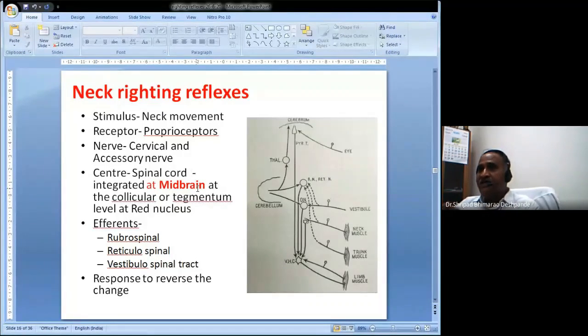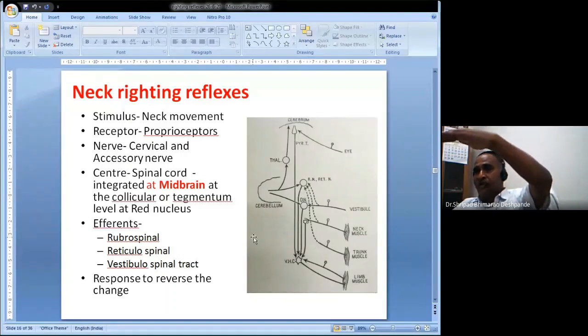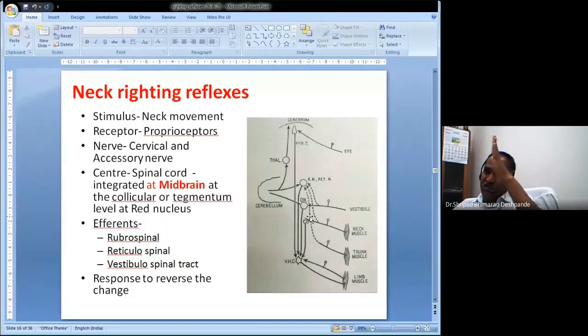The authority is the midbrain. So that means everything is integrated here in the red nucleus or in the collicular level, in the collicular tegmentum level. So the efferents are through the reticular system: reticulospinal, rubrospinal, and vestibulospinal. They will try to orient and bring back the position of the head to the orientation. Now, when you are bringing back, the consideration of the activation of the vestibular system has to be made. The response is to reverse the change.